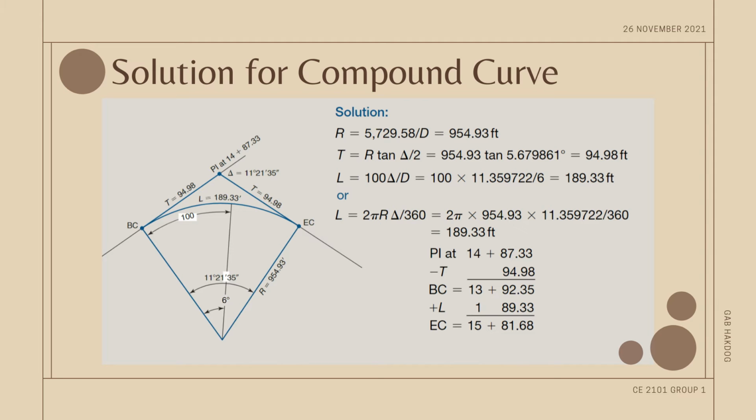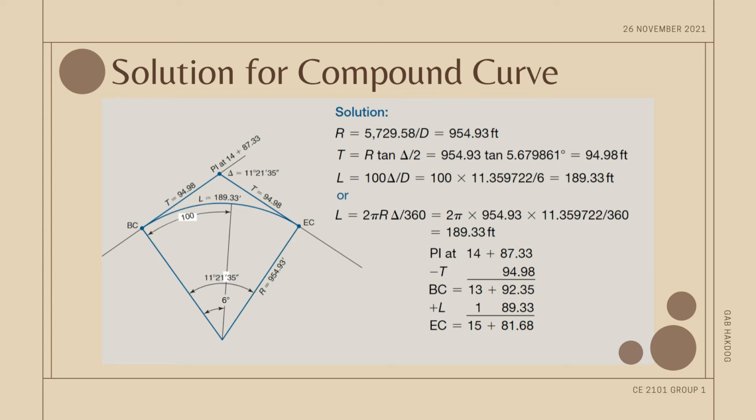To start off, we need to determine the value of R, which would now be given at 954.93 feet, derived from 5792.58 divided by D, which is 6 degrees. We then identify the value of T with the formula R tangent delta over 2, having 954.93 tangent 5.679861 degrees, resulting in 94.98 degrees.